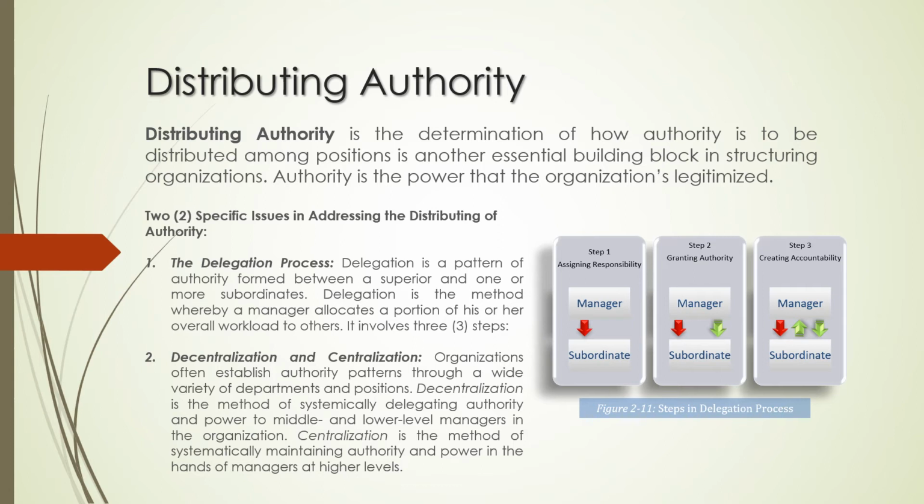Decentralization and centralization. Organizations often establish authority patterns through a wide variety of departments and positions. Decentralization is the method of systematically delegating authority and power to middle and lower level managers in the organization. Centralization is the method of systematically maintaining authority and power in the hands of managers at higher levels.